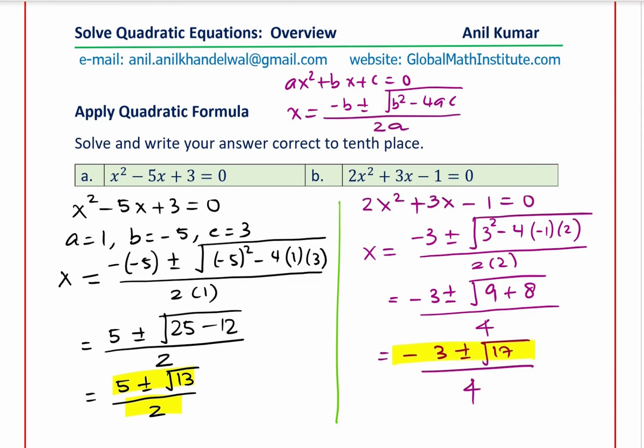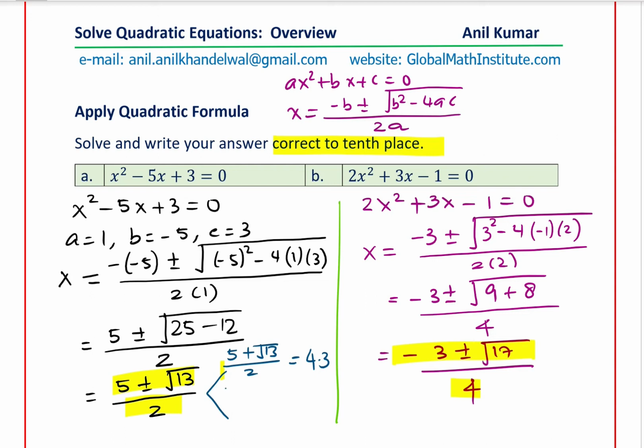Sometimes they will say, well, now in this case they're saying correct to 10th place. So let's now round the answers to the 10th place and write down our answers. Correct? So we have 5 plus square root 13, and then we are going to divide this by 2 to get our answer in decimals. So one of these answers when we do plus is, so we'll do 5 plus square root 13 divided by 2, that gives us 4.3 as a 10th place.